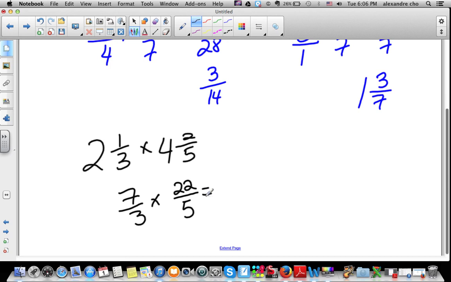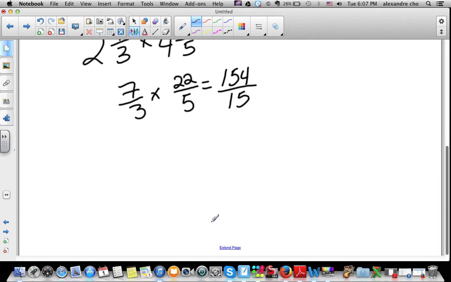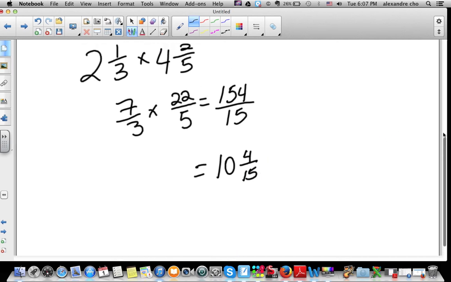So now that they are improper fractions, they're good to be multiplied. And 7 times 22 is, I don't know, 160 something? 154. 3 times 5 is 15. Okay, and don't leave it like that. Improper, you can leave it as a mixed number. 15 goes into 154 10 times, because 15 times 10 is 150. And then it can't go any more, but you have a leftover of 4 over 15.